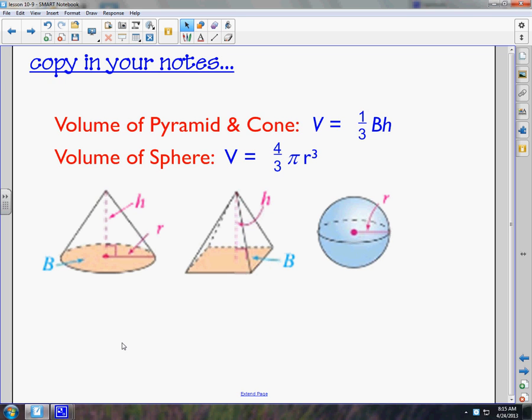V equals 1/3 base, big B, times the height. Big B, remember that from our last video, is the area of the base. And then the volume of a sphere is 4/3 pi r cubed. So write down those formulas. And we're going to do 3 example problems, 1 of each.